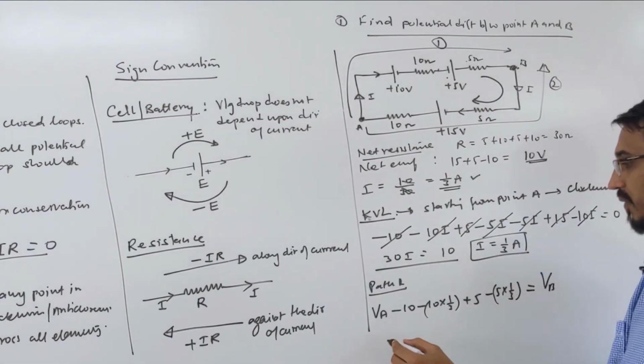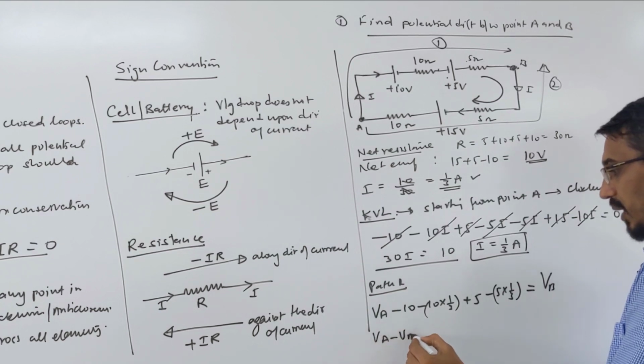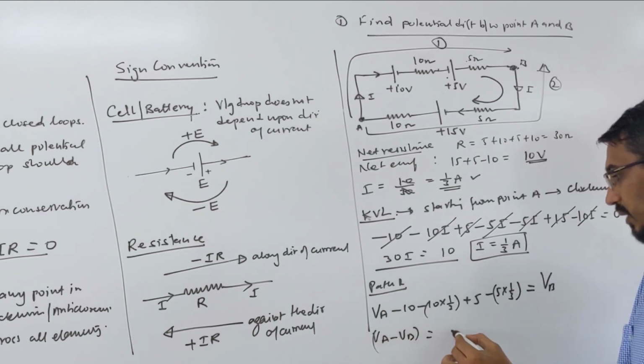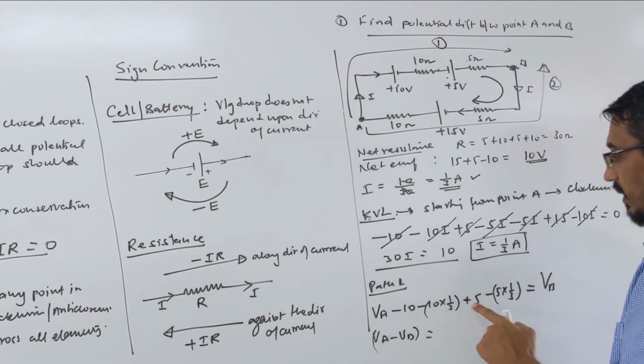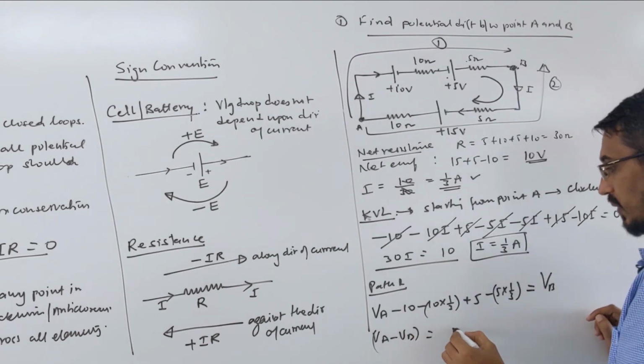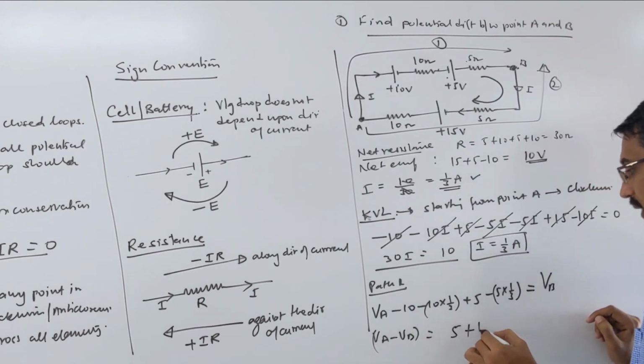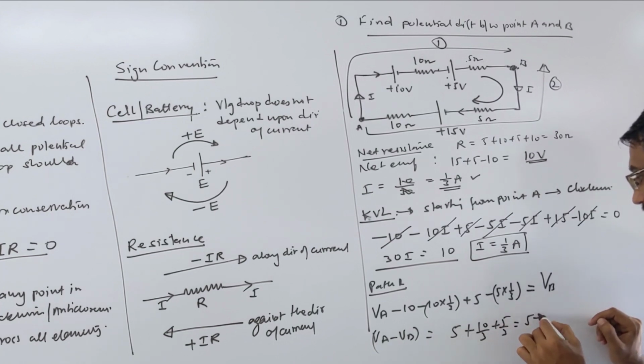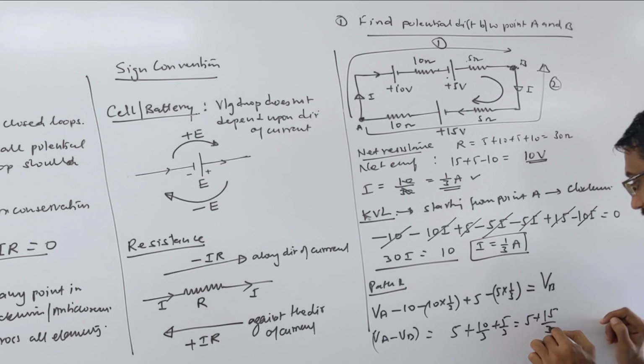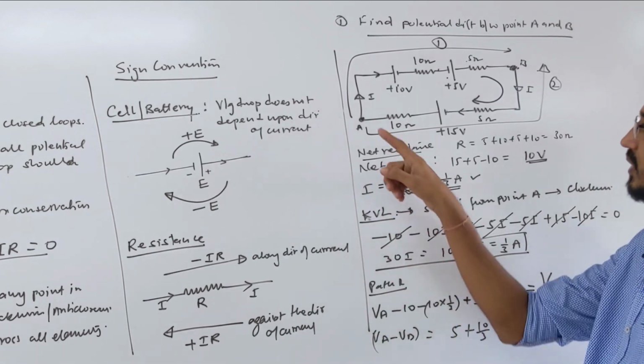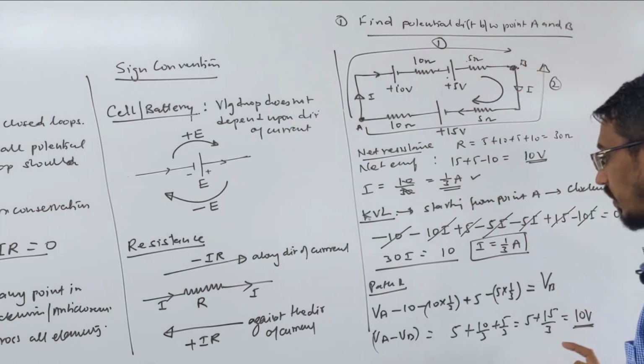Now you want to find the potential difference, so you say VA minus VB, this you want to find, is equal to 10 minus 10 and plus 5, which is minus 5, so the other side becomes plus 5, 10 by 3 plus 5 by 3, so 5 becomes 15 by 3, this becomes 10 volt. So the potential difference between these 2 points, point A and point B, is 10 volt.